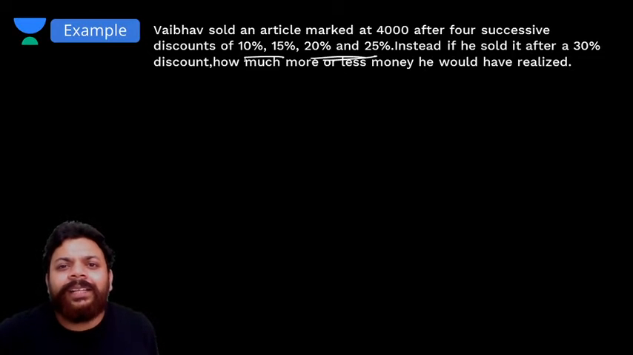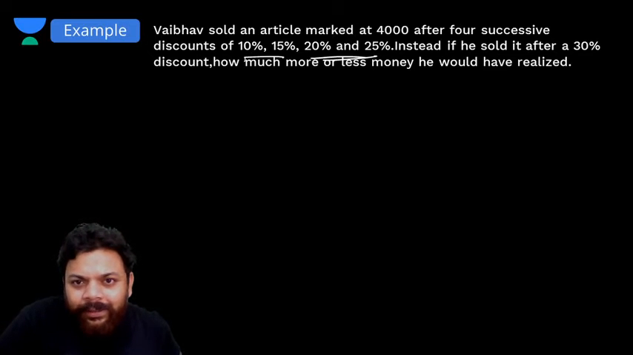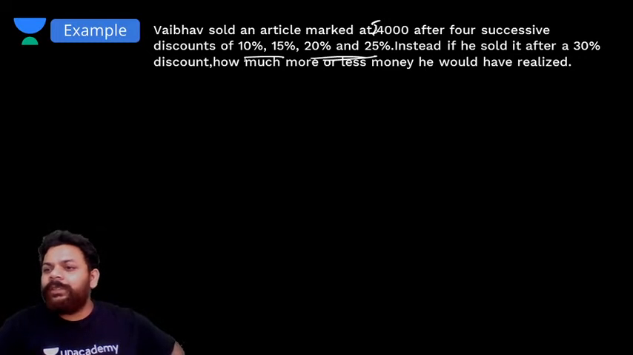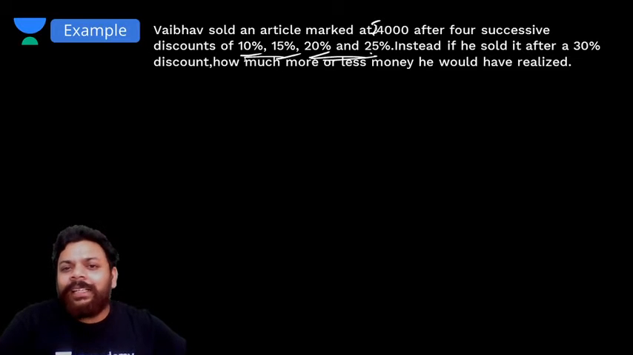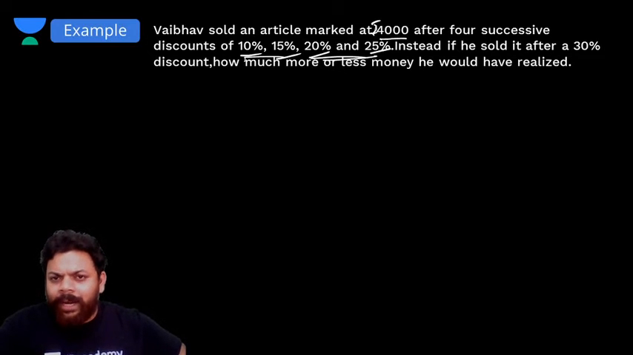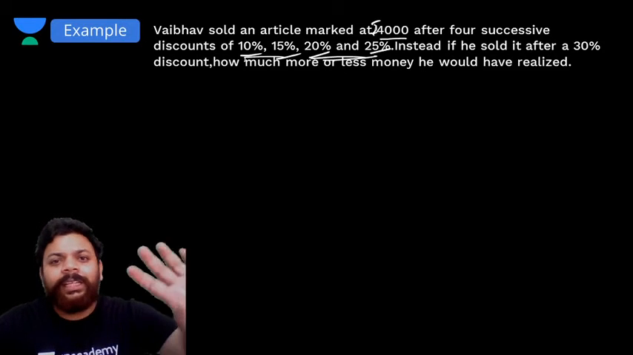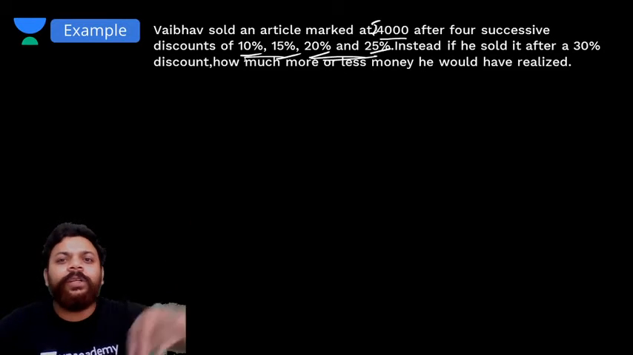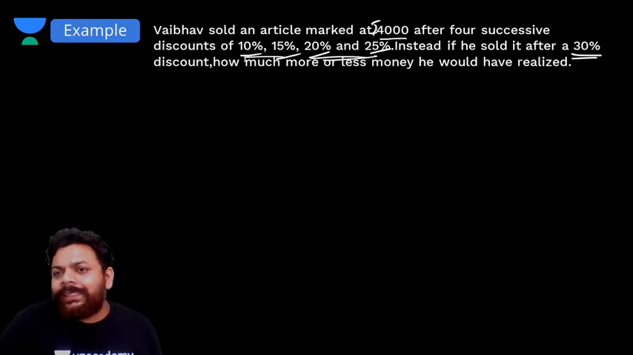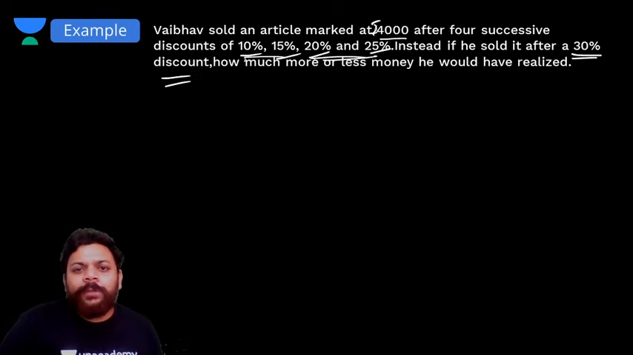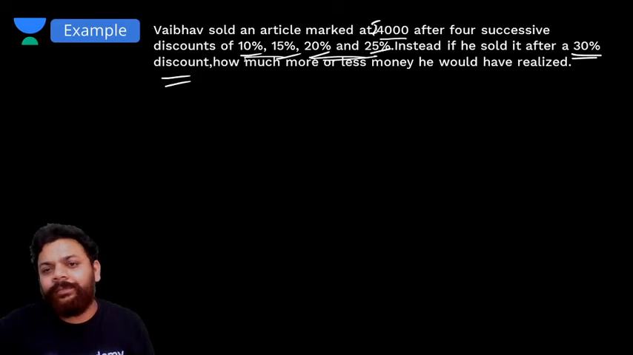Question is: Webber sold an article marked at ₹4,000 after four successive discounts of 10%, 15%, 20% and 25%. ये मार्क प्राइस है एंड सक्सेसिव डिस्काउंट ये है, और इस पे चार सक्सेसिव डिस्काउंट देने के बाद वैभव ने सेल किया है प्रोडक्ट को. Instead, if he sold it after a 30% discount, अगर इसने 30% ही डिस्काउंट दिया होता, how much more or less money he would have realized?